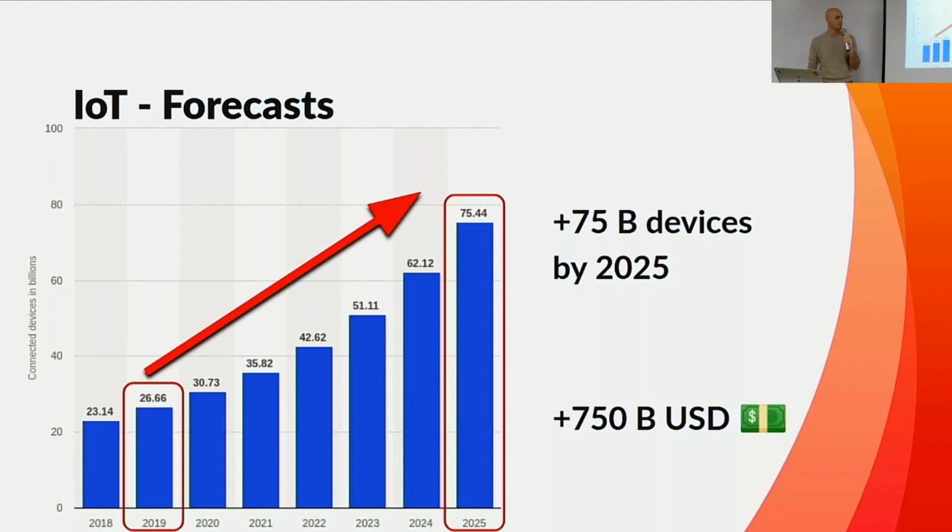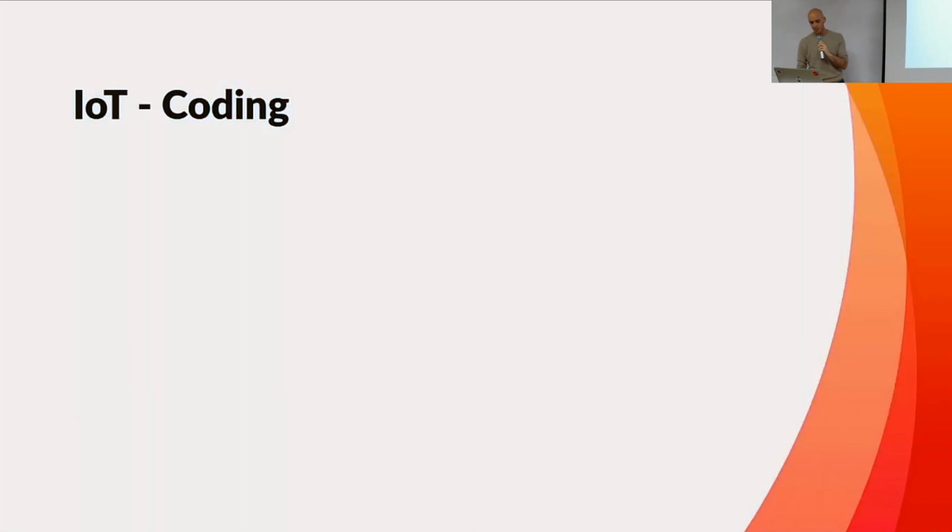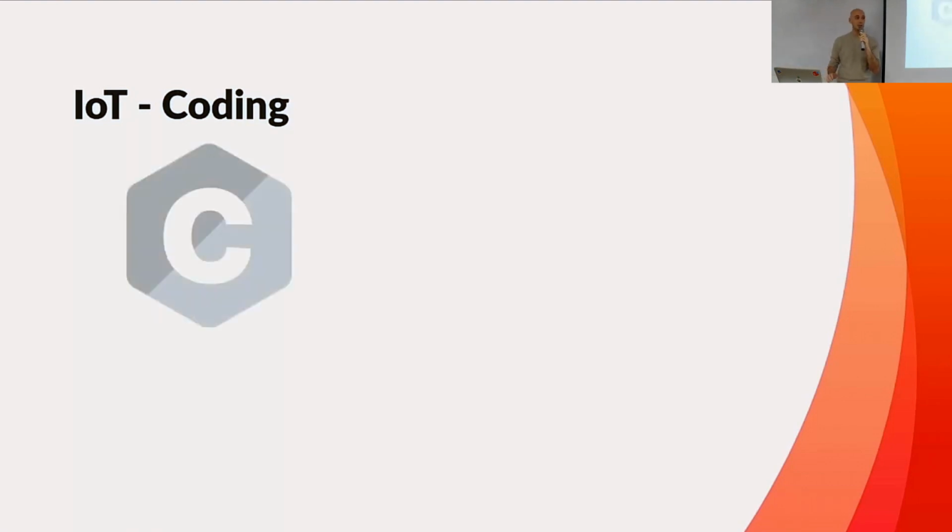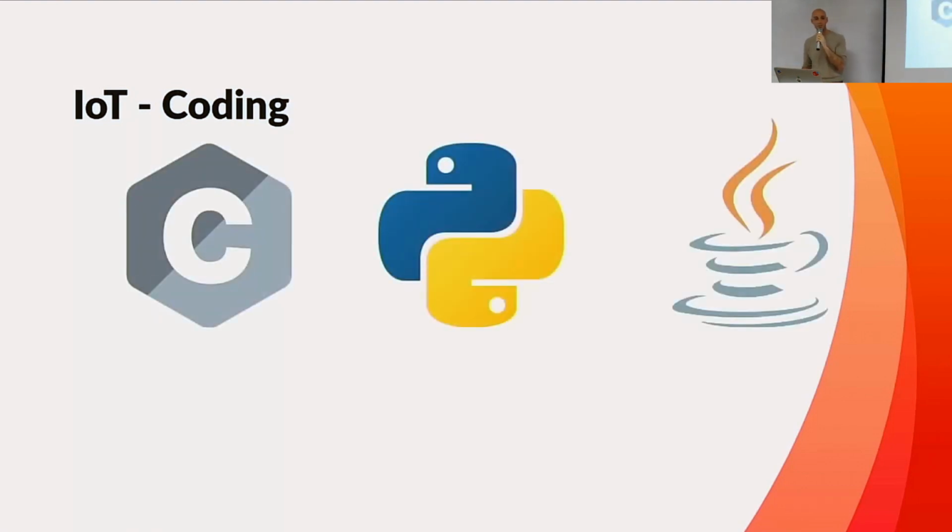And obviously after seeing all of this data, I asked myself, so what is needed then to become an IoT developer? So, as of today, if you want to code or you want to develop an IoT device, you can do everything from A to Z by using one of these three languages. So, C, Python, and Java.